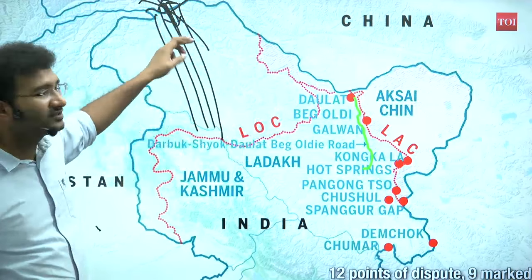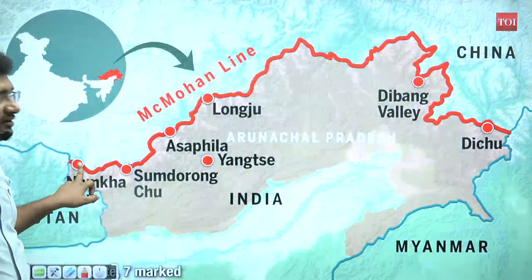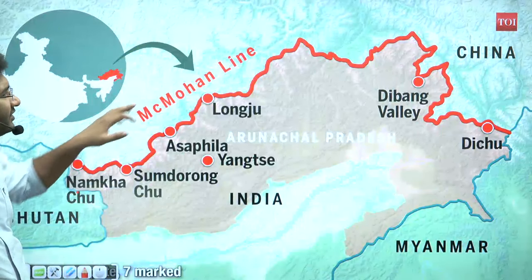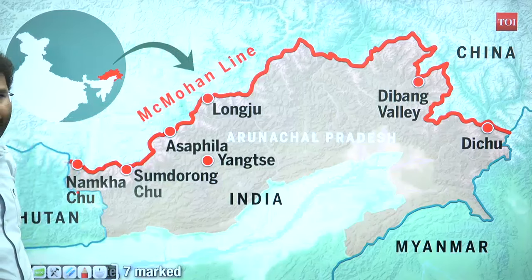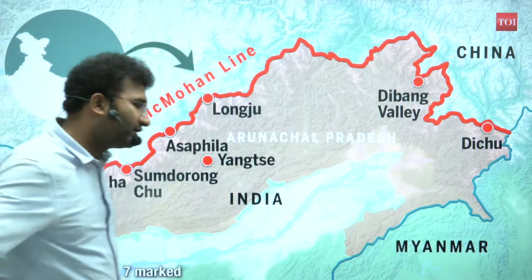Right? Okay. Now coming to the McMahon Line, see, this part of the territory which has a border with Arunachal Pradesh, that has a border with China, this is called the McMahon Line. Right? Again, it's a disputed line.